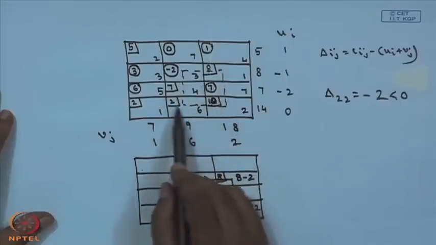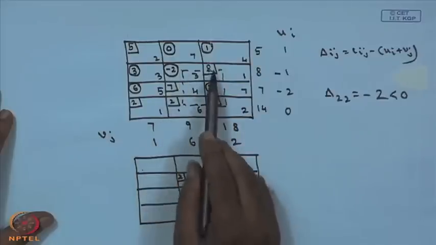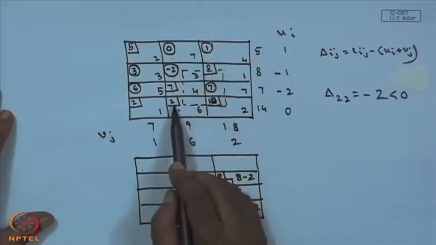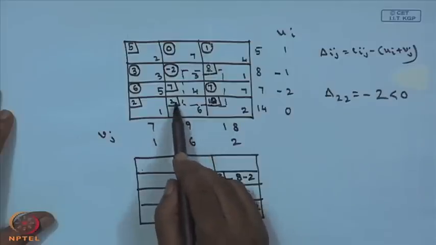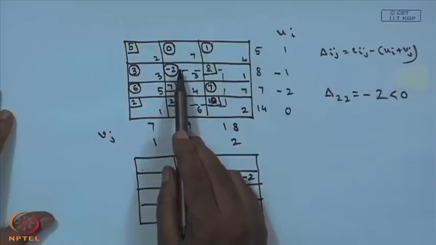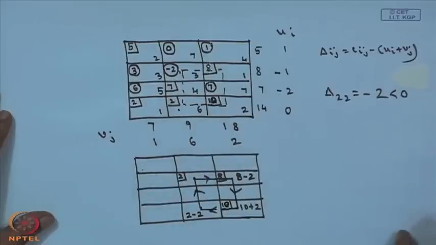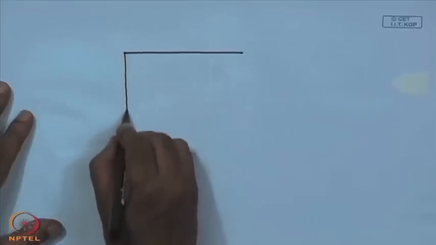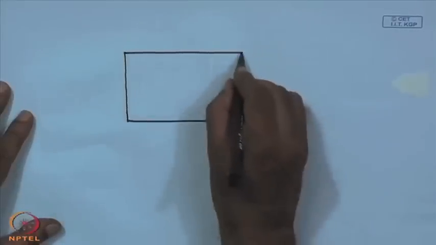From this table you will form a loop using these cells. Among the occupied cells, what is the minimum allocation? That minimum allocation you are adding to this negative cell and then you repeat the process. So, once I have done this, my new allocation will look something like this.